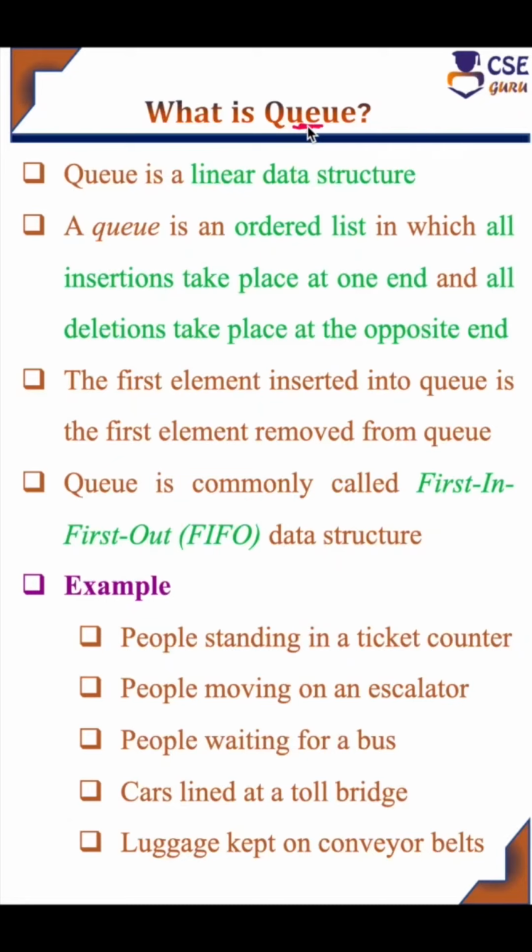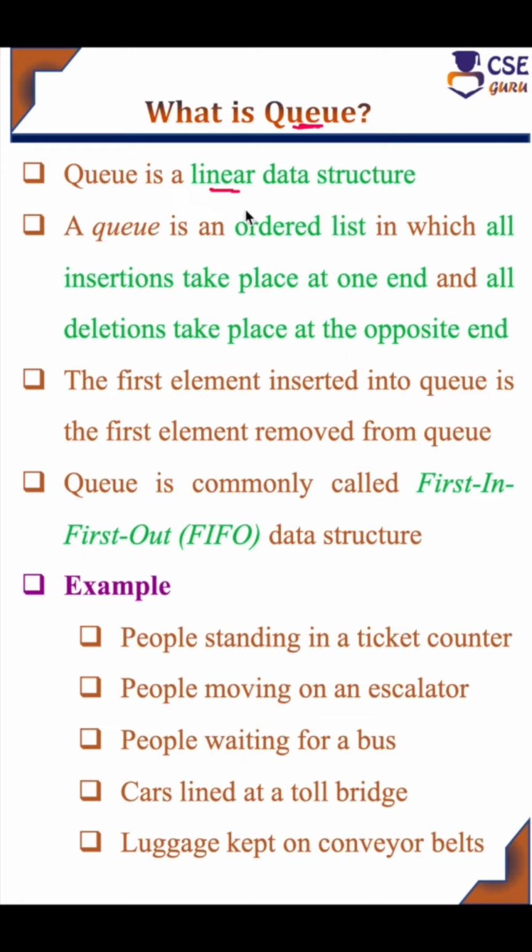What is queue data structure? Queue is a linear data structure where the elements will be stored in sequential memory location like array. It is an ordered list in the sense elements will be arranged in specific order. From first position to last position, elements will be arranged.